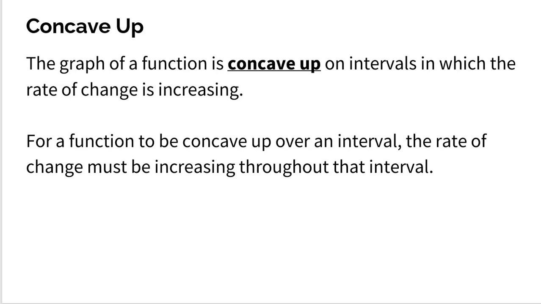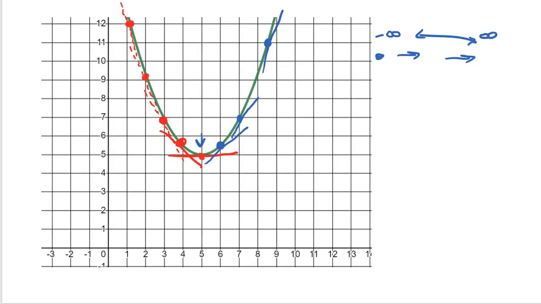By the way, you cannot be concave up at a point. You are concave up over an interval. And if over that interval your rate of change is increasing, then we say you are concave up over that interval. So for a function to be concave up over an interval, the rate of change must be increasing throughout that interval. So let's go back to my picture here. This graph is entirely concave up.